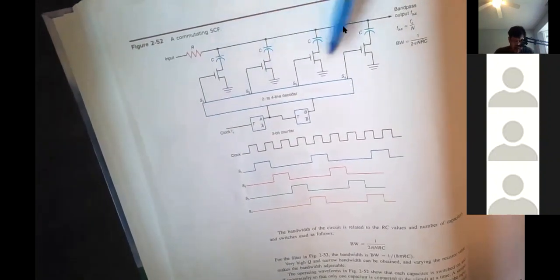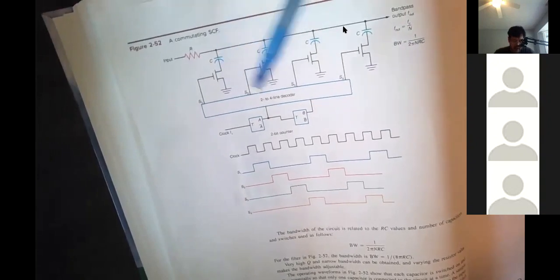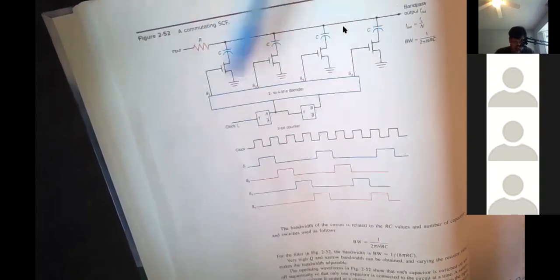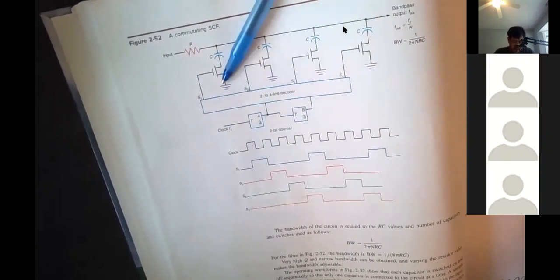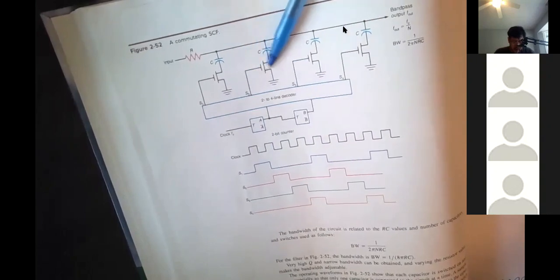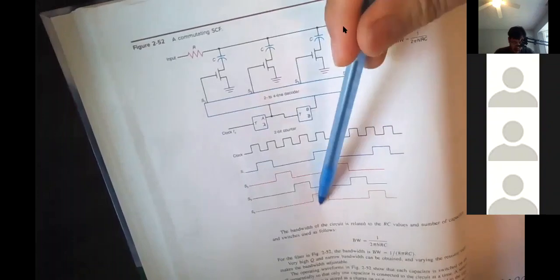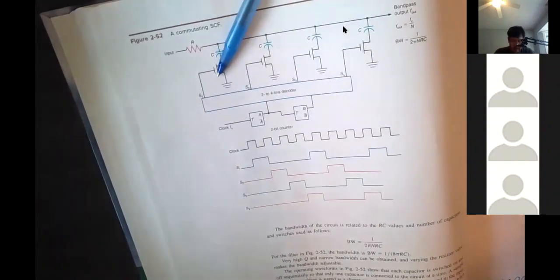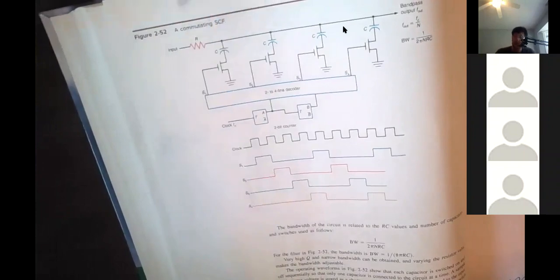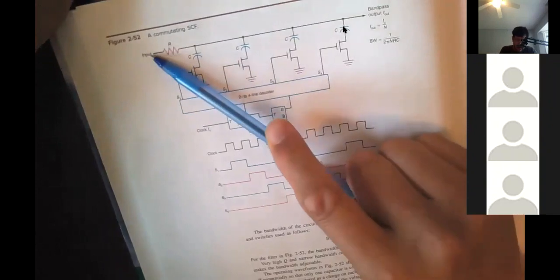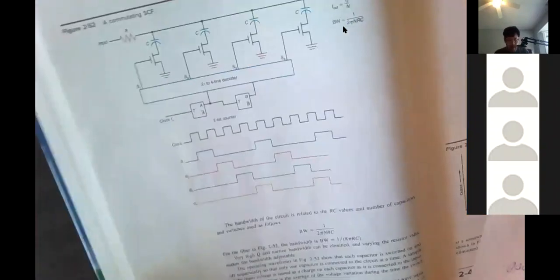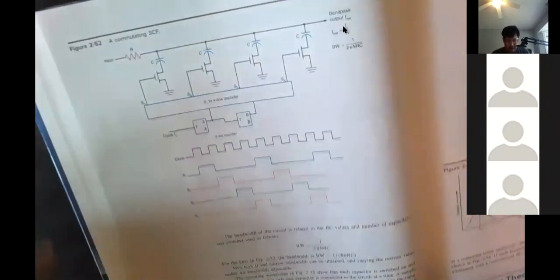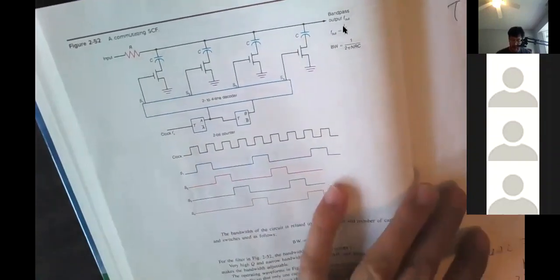How many switches? 1, 2, 3, 4. We take turns. We turn on switch number 1, and then we turn on switch number 2, then switch number 3, then we turn on the 4. After 4 is turned off, we repeat. So this is another switched technology. The input and output is here. Why are we doing this? Well, we're doing this to build two filters.